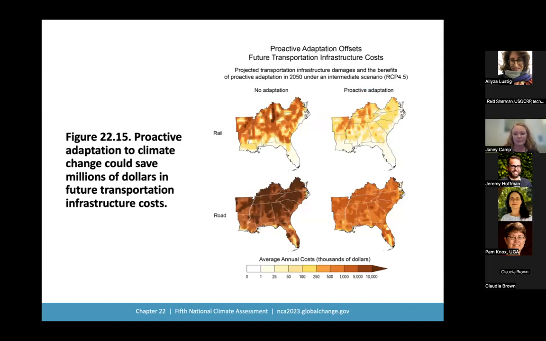The Southeast faces some of the highest challenges and economic risks related to energy infrastructure and transportation infrastructure. So when we think about rail and roadway, we have a comparison here in this figure comparing adaptation versus no adaptation versus proactive adaptation. We can see that thousands and potentially millions of dollars of taxpayer funds could be saved by proactive adaptation to climate change moving into the future. Next slide.